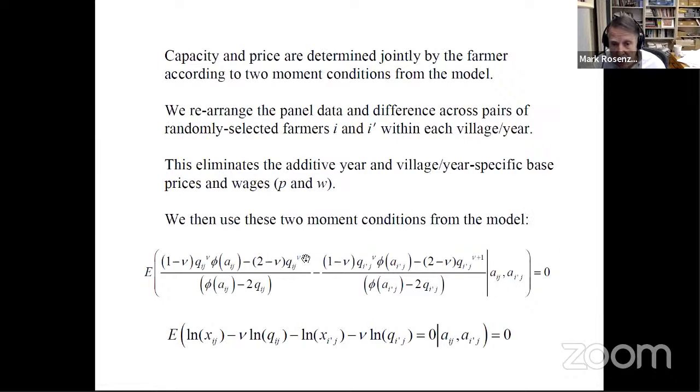Now notice that because we're differencing across farmers in the same village, we've eliminated that additive term, which you may recall had the wage rate and the base price in it. So by differencing across farmers in the same village, we eliminate the endogeneity associated with the base price and the wages. And we have the same moment for the differences in the prices that are used.